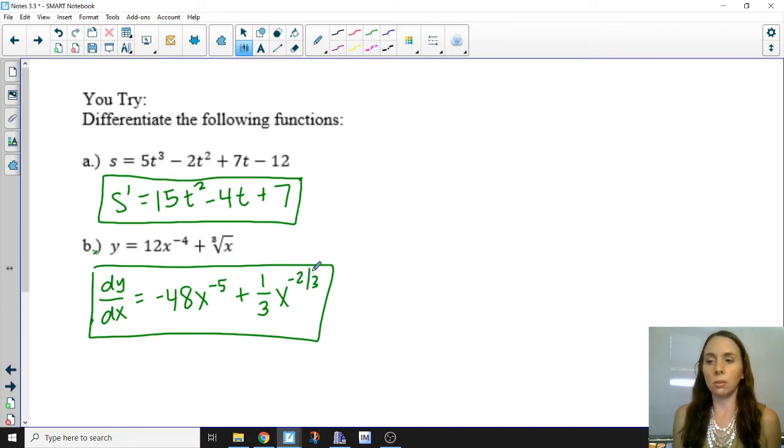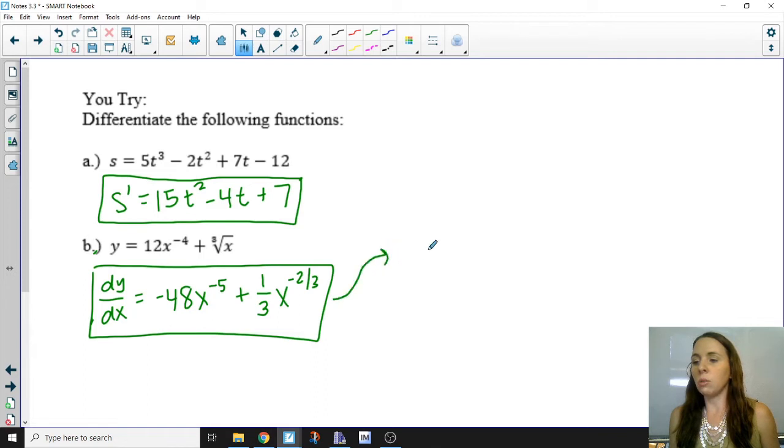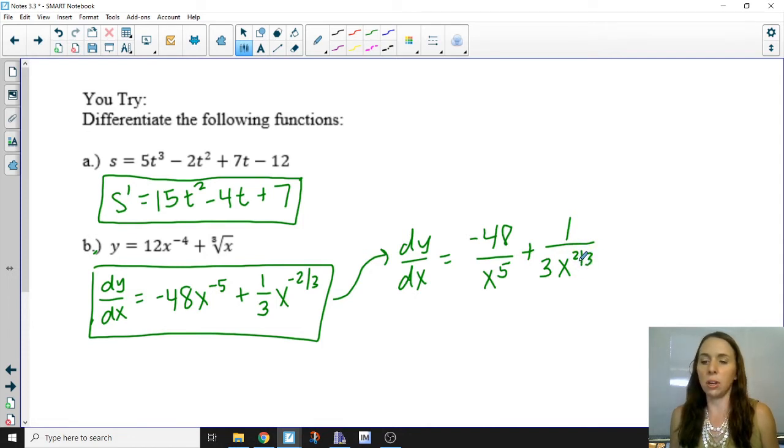is negative 2/3. I should probably note before we move on that you could also write your answer to part B like this: negative 48 over x to the 5th power plus 1/3 times x to the 2/3 power. You could change this to cube root of x squared if you would like, but there's not a ton of circumstances where you would have to rewrite it in that form, so that's an optional step.